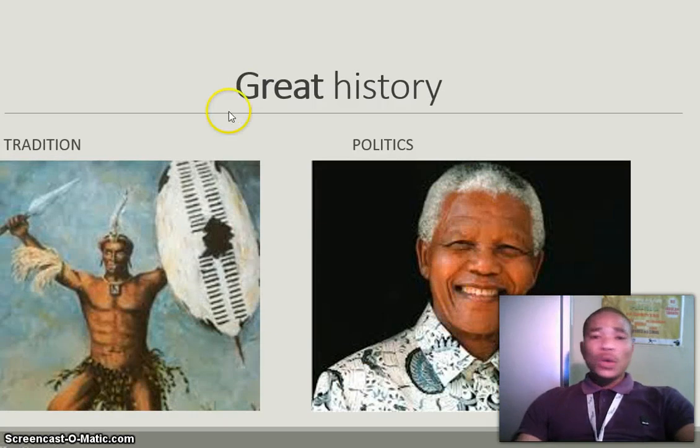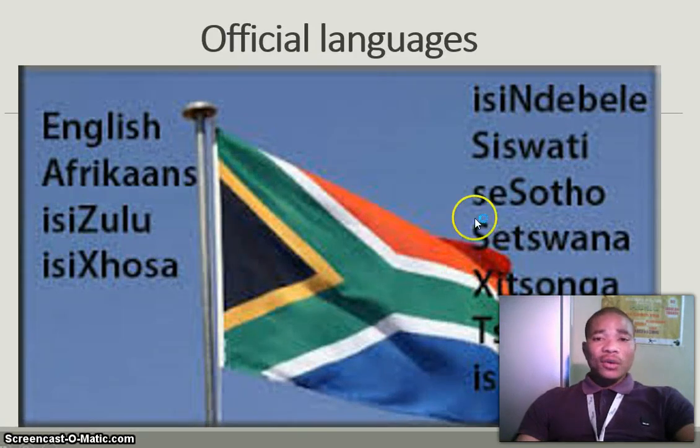We have great stories to tell. We have tradition and politics: King Shaka, Dr. Nelson Mandela. These are great people, and we have great stories to tell about them. South Africa is such a special place to study Earth system science. We have 11 official languages in this country. This is a great number of languages to be studied. Many studies can be conducted through that. That makes South Africa a special place.